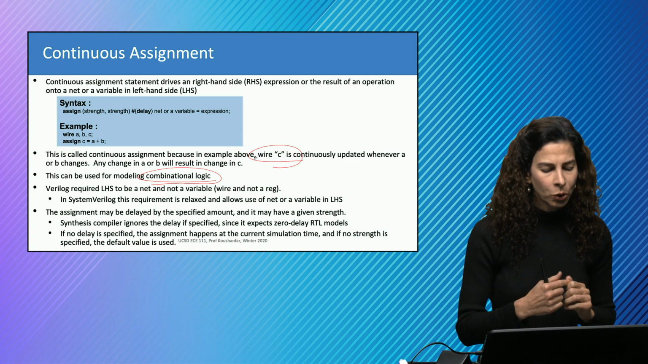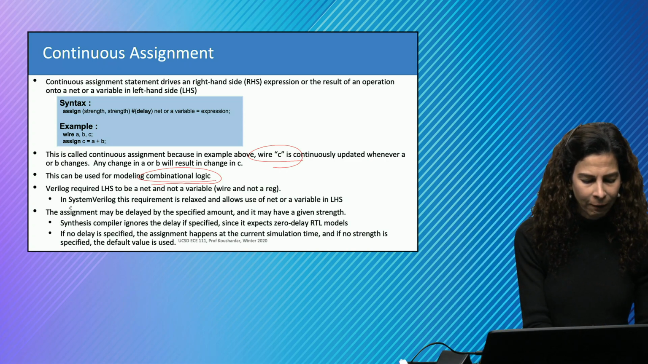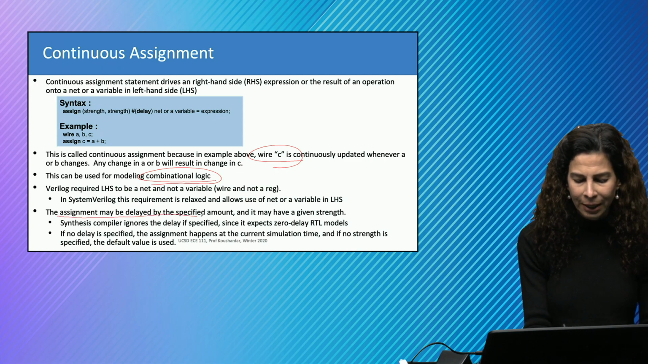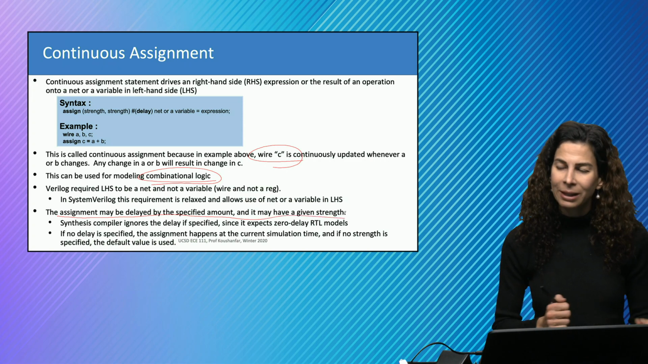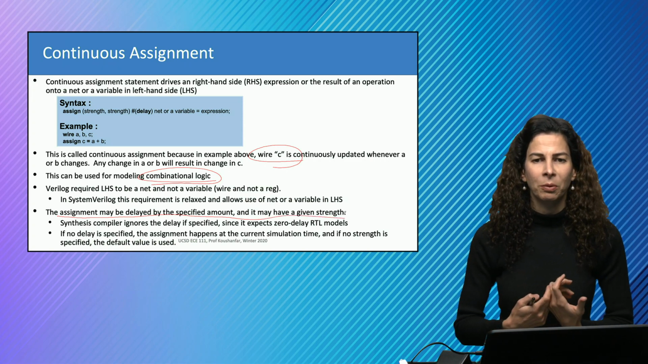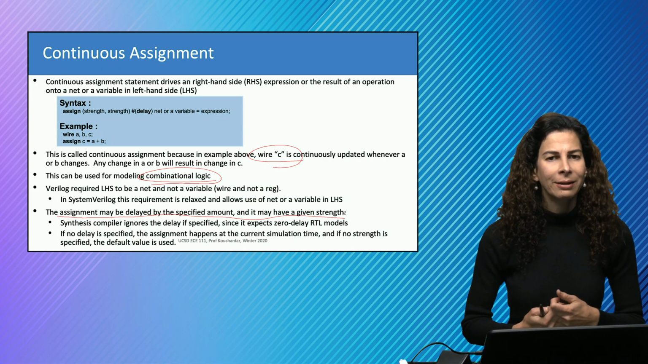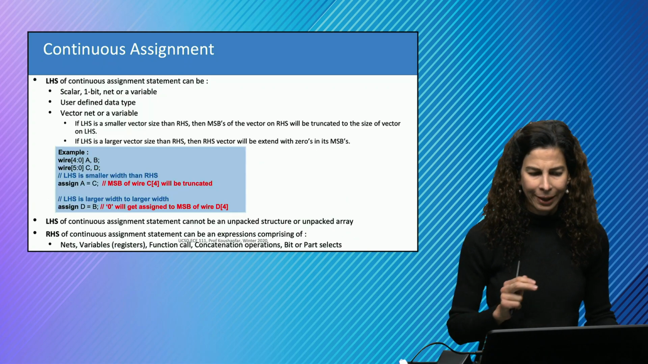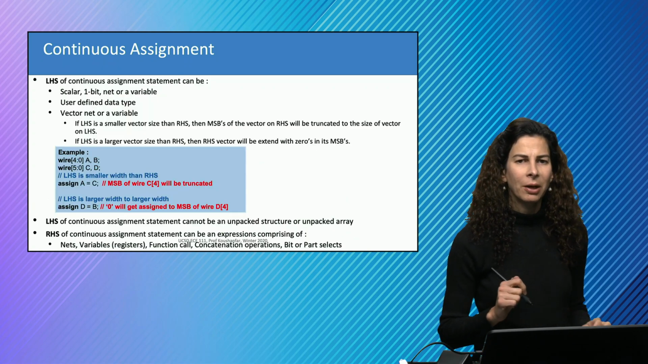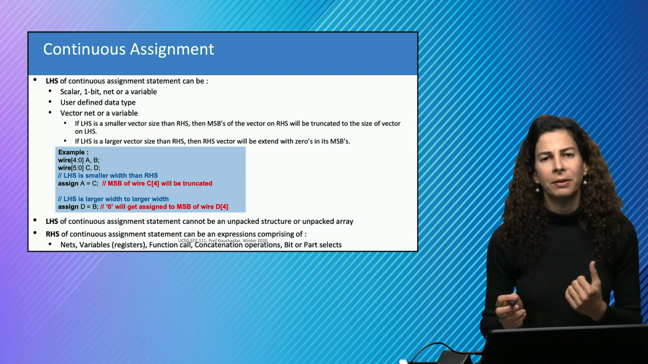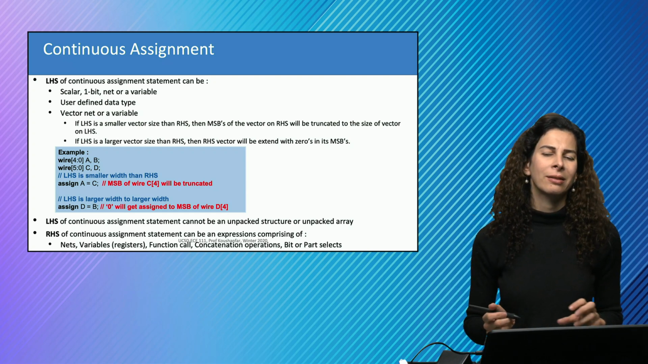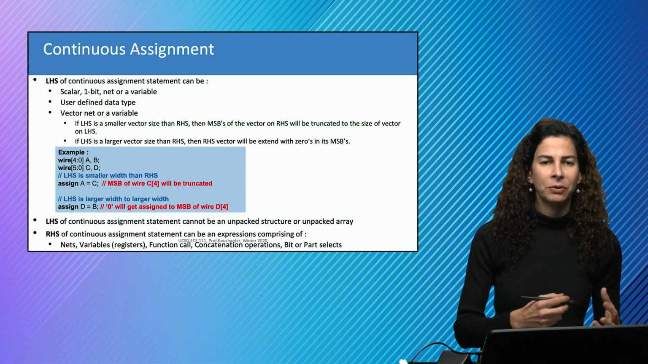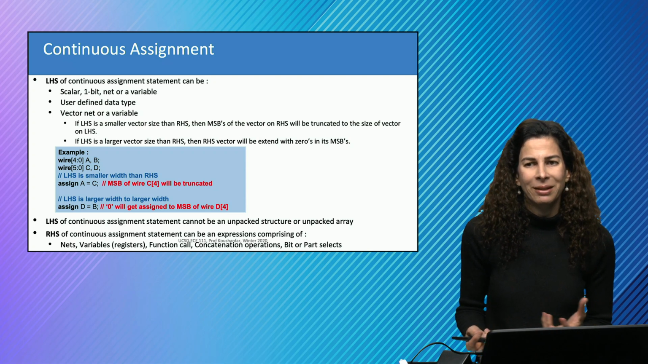You could also use this in SystemVerilog. You can have assignment delays or you may give it a given strength as we have seen before. But if you don't define a delay or a strength, the default value is going to be used. Here's one more piece of information about the left-hand side and right-hand side of the continuous assignment. I'm not going to go through the details in the lecture, but every time you write a program, you kind of need to come back to it, because if I just define it as a story, it may not make sense.